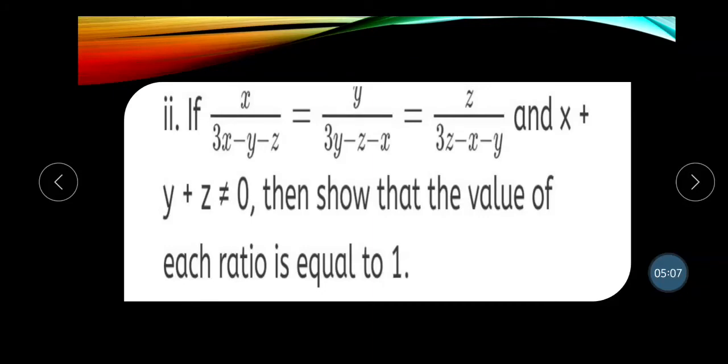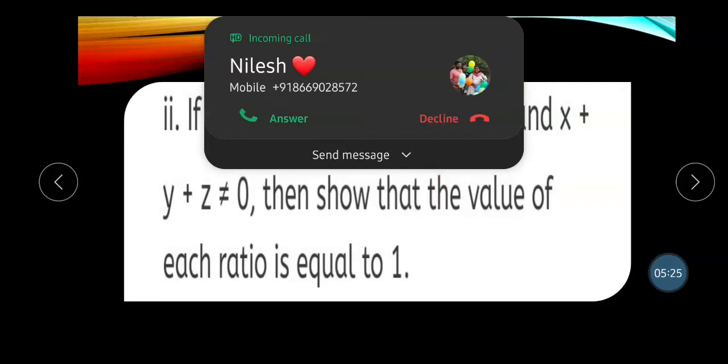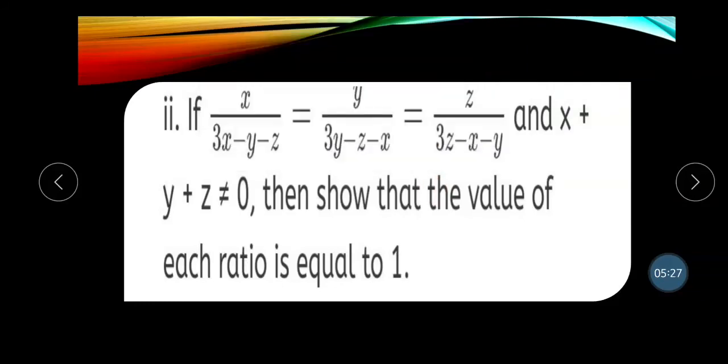Next question, in question number 3, sub question 2. If x upon (3x minus y minus z) is equal to y upon (3y minus z minus x) is equal to z upon (3z minus x minus y), and x plus y plus z is not equal to 0, then show that the value of each ratio is equal to 1.